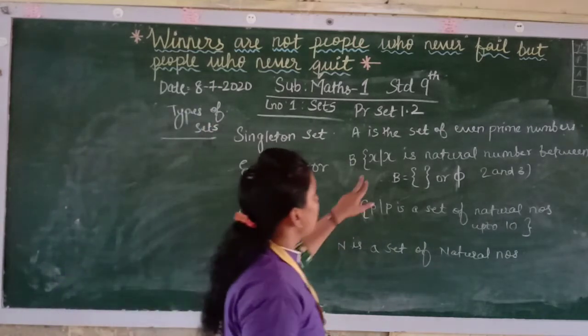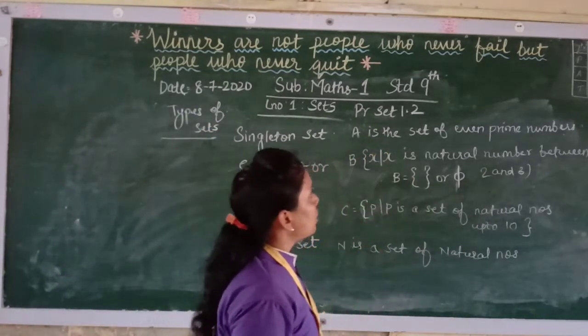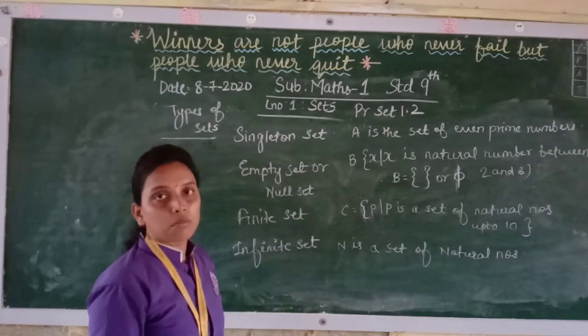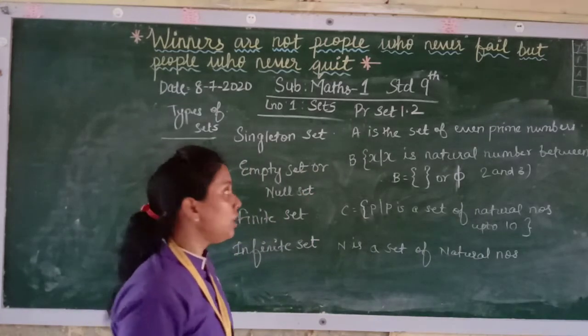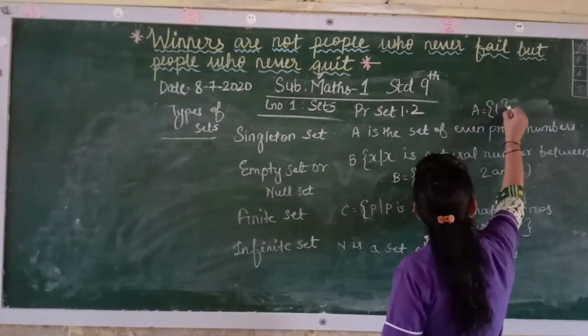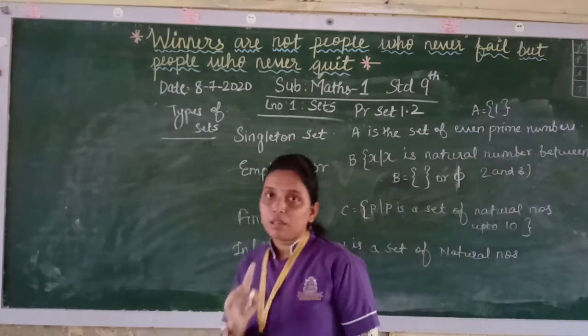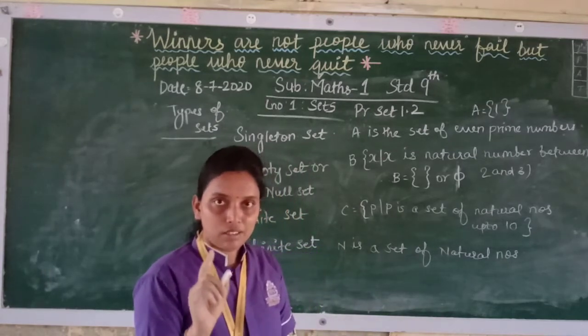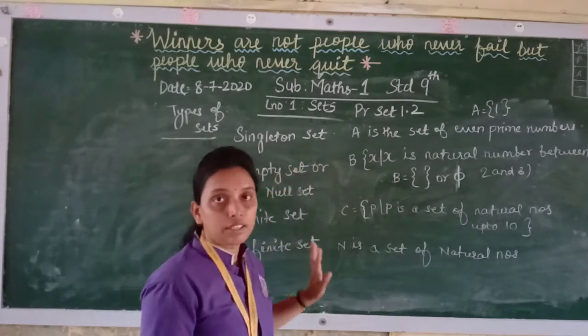A is the set of even prime numbers. Now how many even prime numbers are there? Only 1. So A = {2}. So this set contains only one element. If only one element is there in the set, then it is known as a singleton set.